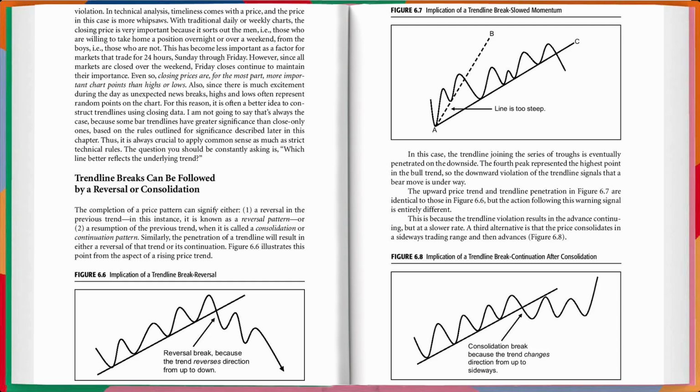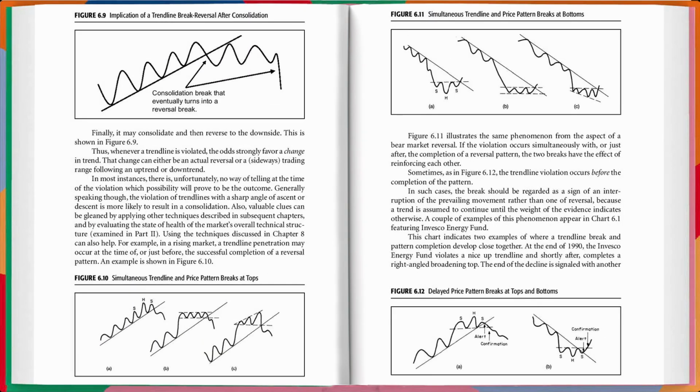The upward price trend and trendline penetration in Figure 6.7 are identical to those in Figure 6.6, but the action following this warning signal is entirely different. This is because the trendline violation results in the advance continuing, but at a slower rate. A third alternative is that the price consolidates in a sideways trading range and then advances, Figure 6.8. Finally, it may consolidate and then reverse to the downside. This is shown in Figure 6.9.